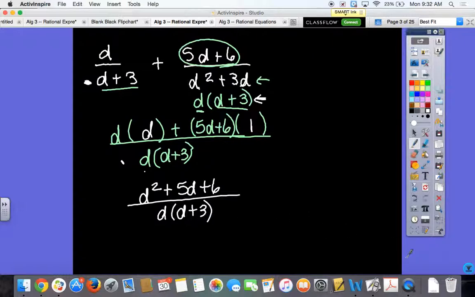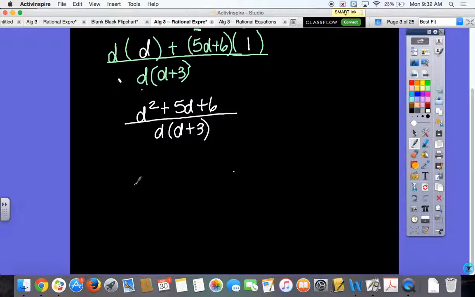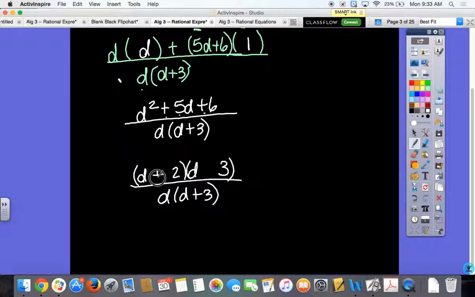When you do that, let's get some space here. I hope you notice that that numerator can factor. What two numbers multiply to 6 and add to give you 5? 2 and 3. Signs are the same, both positive. So you pull it apart and look at there. We have a repeated factor. We have d plus 3 in the top and d plus 3 in the bottom.